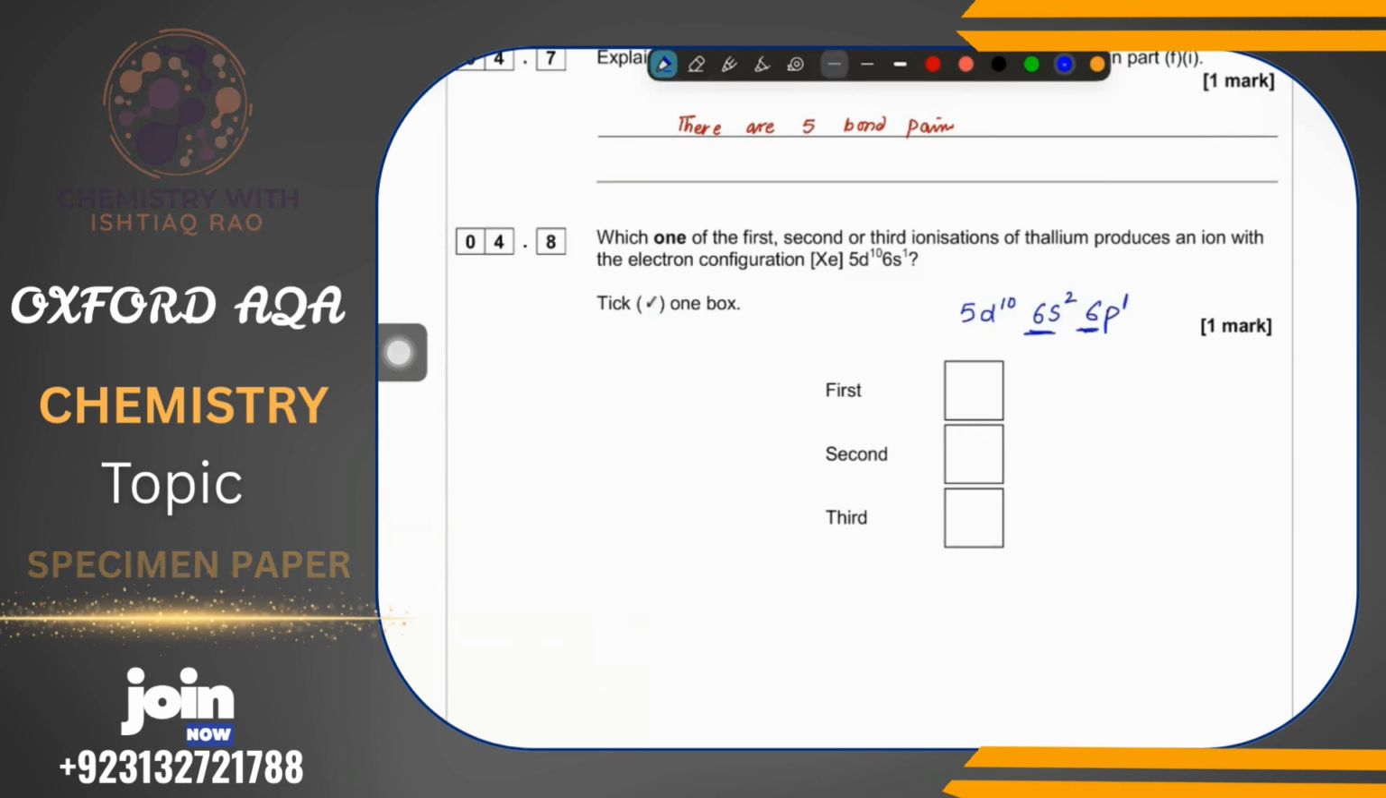So basically the configuration of thallium is this. This is the original configuration, and what they have given is 5d10 and 6s1. So how many electrons are removed from thallium? Two. So 2 electrons are removed, and I am supposed to write that it's the second ionization. Yes, it's second.